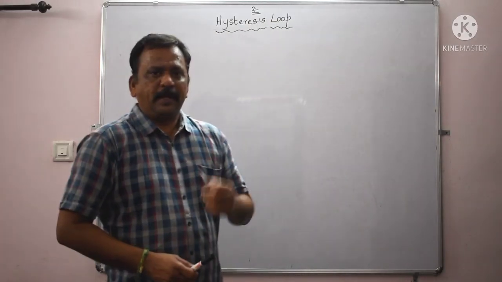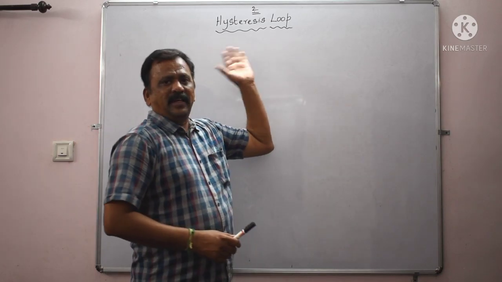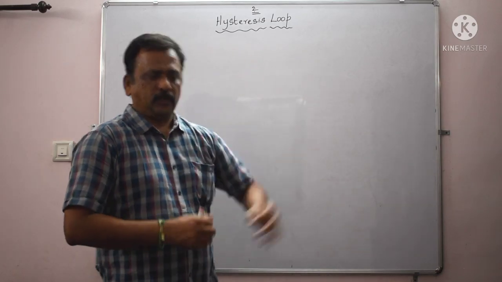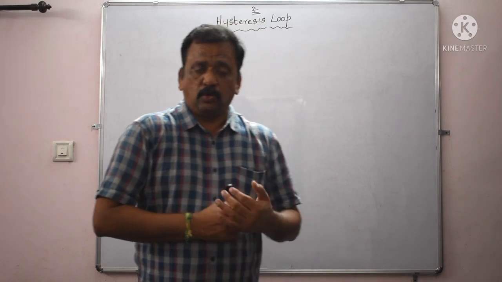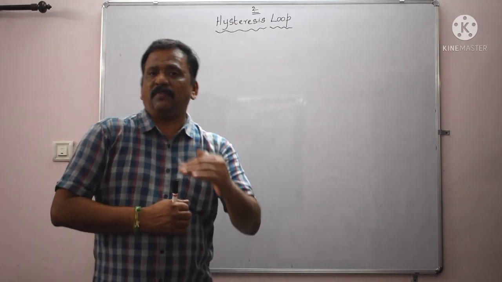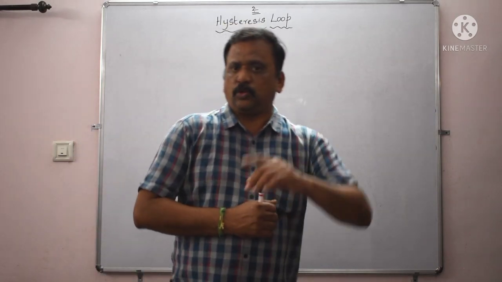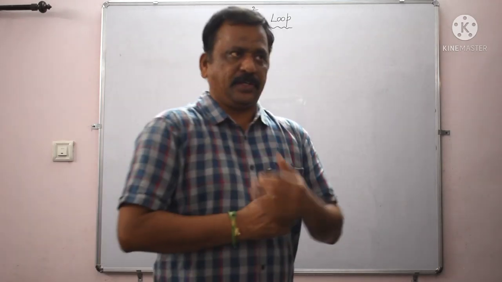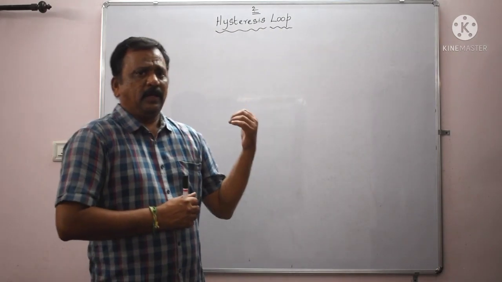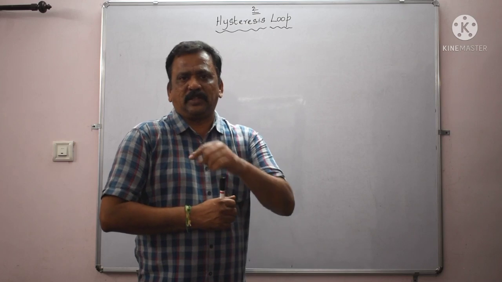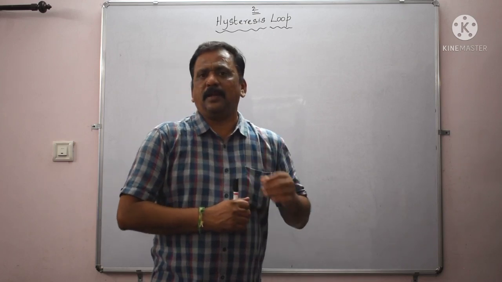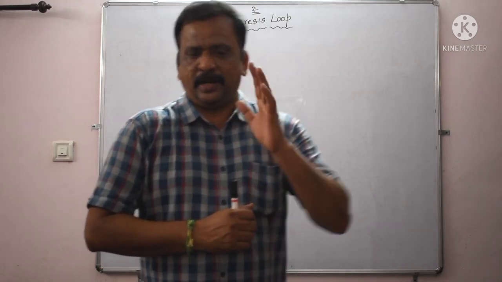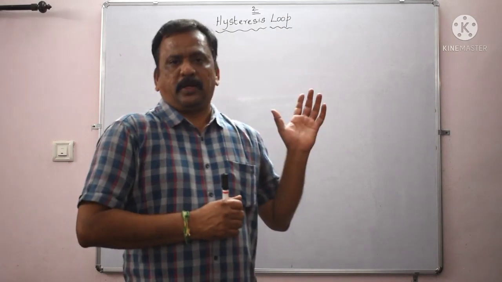Today I will be teaching you what is hysteresis and the hysteresis loop, and how to draw the hysteresis loop for a given ferromagnetic material which is taken through one complete cycle of magnetization. This topic comes under lesson 3 of 12th standard, magnetism and magnetic effects of electric current. It's an important 5-mark question.